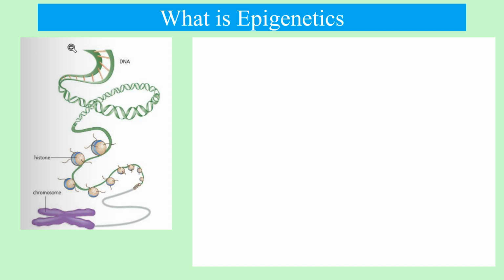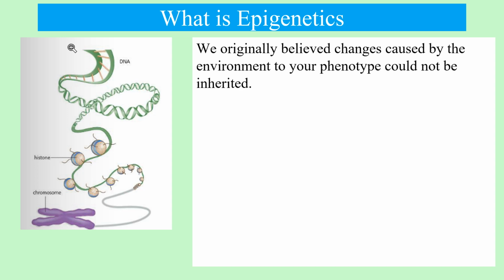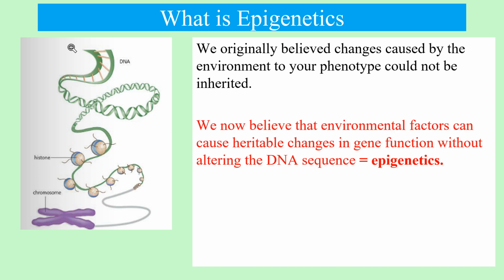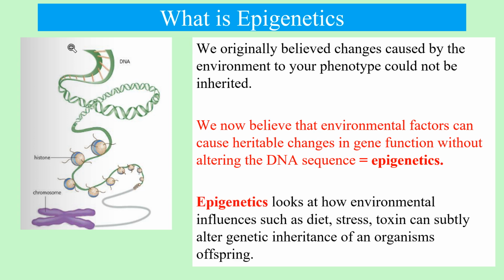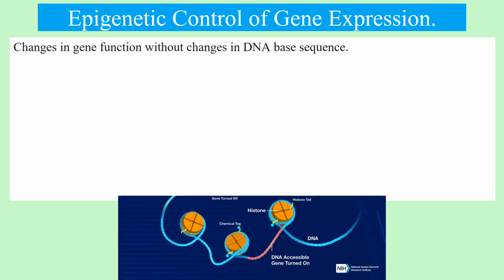About epigenetics in the last video. So we said originally we believe that your phenotype could not be passed on, and inherited changes to your phenotype due to the environment. But we now believe that there are environmental factors that can cause heritable changes in the gene function without altering your DNA sequence, and that is called epigenetics. And it looks at how the environment can influence your genetic inheritance as part of your offspring without altering the DNA sequence. What this means is basically a change in gene function without altering the sequence.